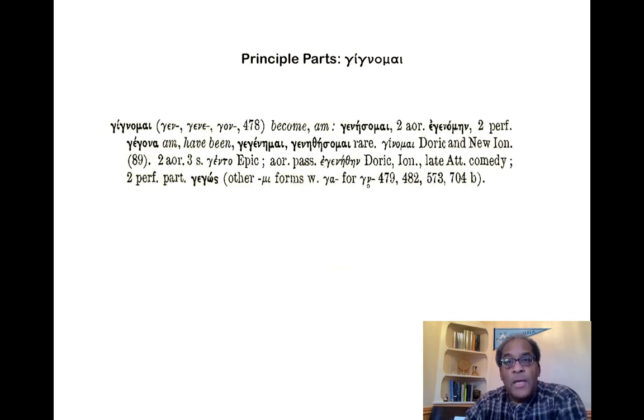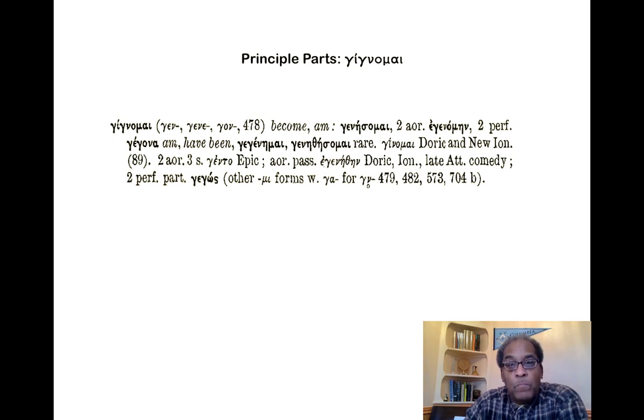Okay. So we'll first consider the principal parts of our major verb, γίγνομαι, which often just means am or become. So, Kreon de Megaras tes de gignetai pater. And so you see there are three stems: gen, gene, and gon.